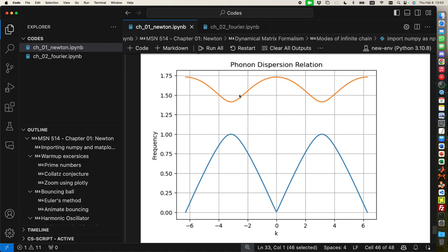The thing that happens right here at the boundary of the Brillouin zone is called Bragg reflection. Okay, you are getting a Bragg reflection. Let me talk more about it next time.